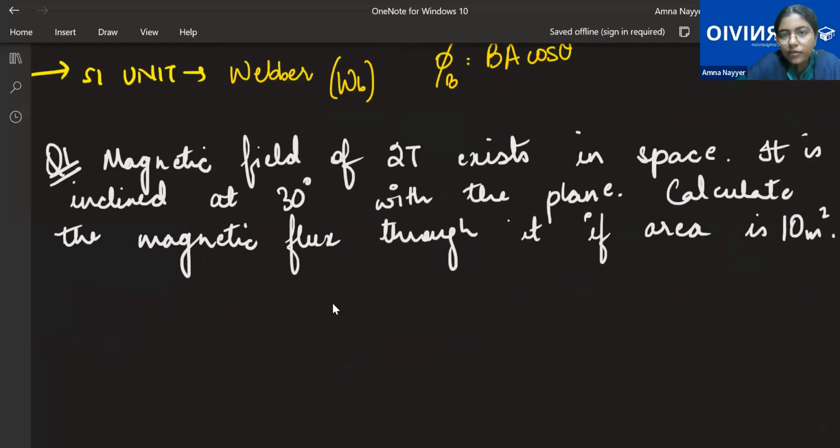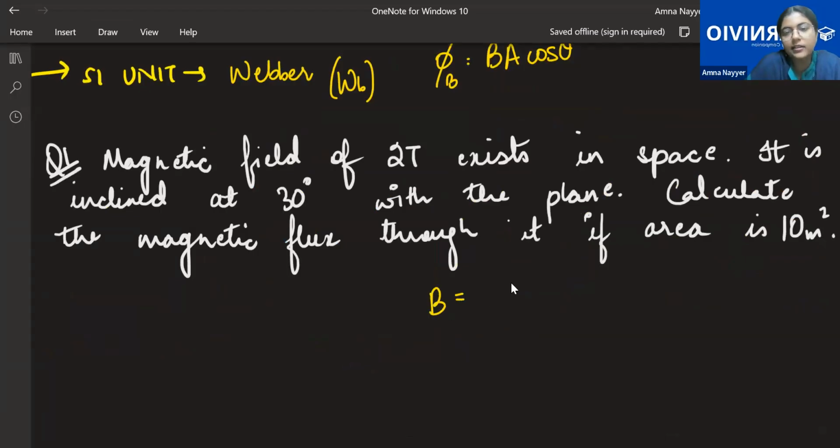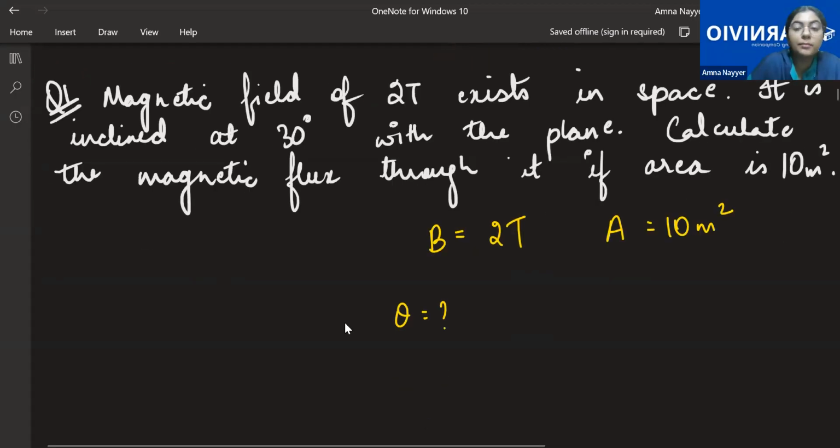It says magnetic field of 2 Tesla exists in space. It is inclined at an angle of 30 degree with the plane. Calculate the magnetic flux through it if the area is 10 meter square. Look, here you tell me the values that are given. What is the magnetic field given? 2 Tesla. And area is 10 meter square. Angle theta is 30 degrees, given with respect to the plane.